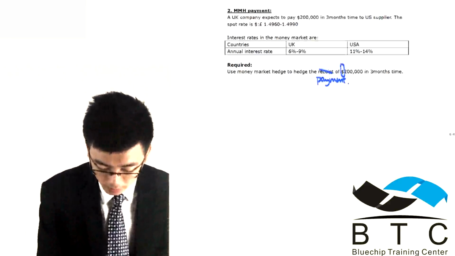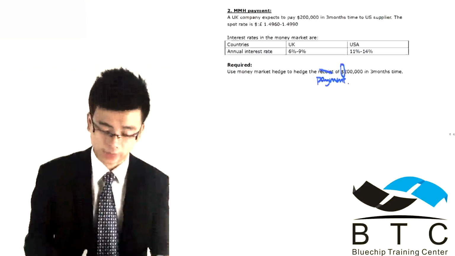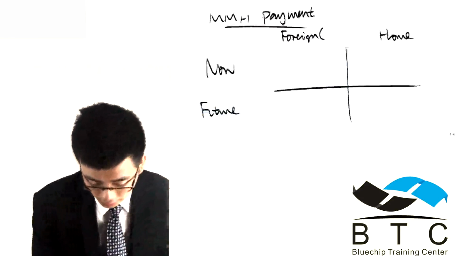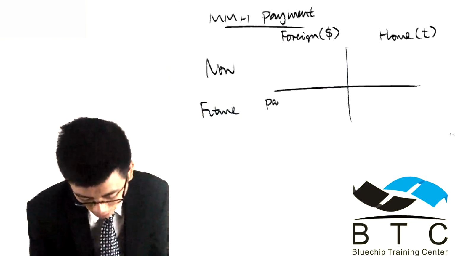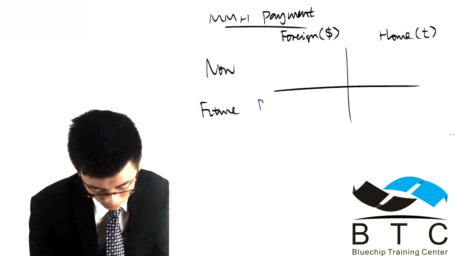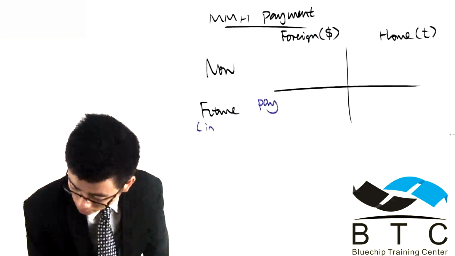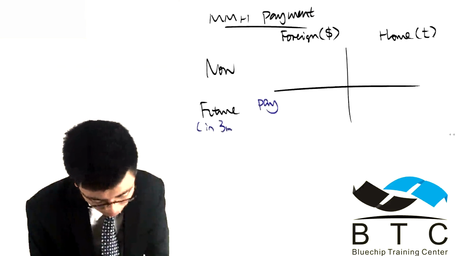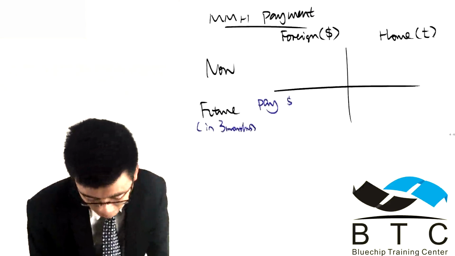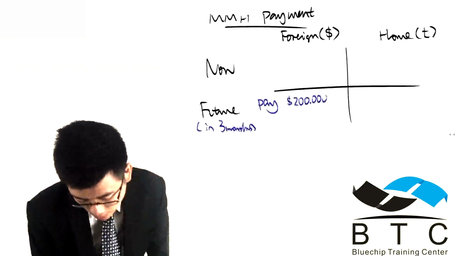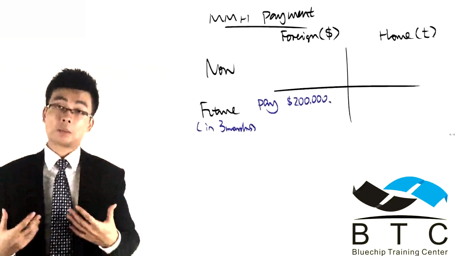Because we pay in dollars, of course, the dollars will be the foreign currency, isn't it? So foreign currency is in dollars, home currency is in UK pounds. Because we're going to pay, I'm going to write in that colour. I'm going to pay at some point in the future, in 3 months, $200,000. So from that perspective, it would be the liability from a company's perspective.